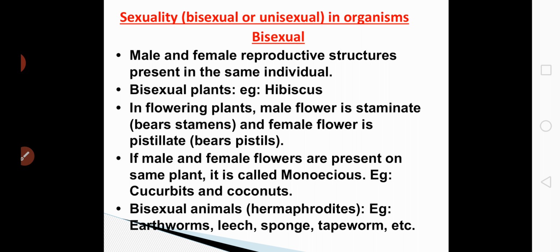But this bisexual condition in animals is called hermaphroditism. Hermaphrodites are nothing but bisexual condition in animals. So what do you mean by bisexual, or what do you mean by hermaphrodites? If the male and the female reproductive structures are present in the same animal or in the same individual, then the condition is called hermaphrodite. For example, earthworms, leech, sponge, tapeworm, etc. In these organisms, the hermaphrodite condition is seen. Is that clear?